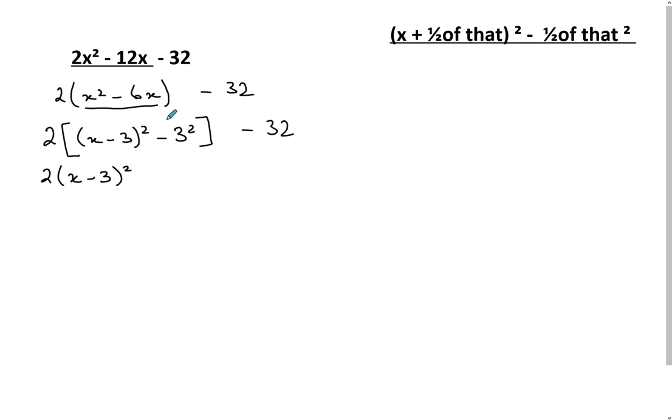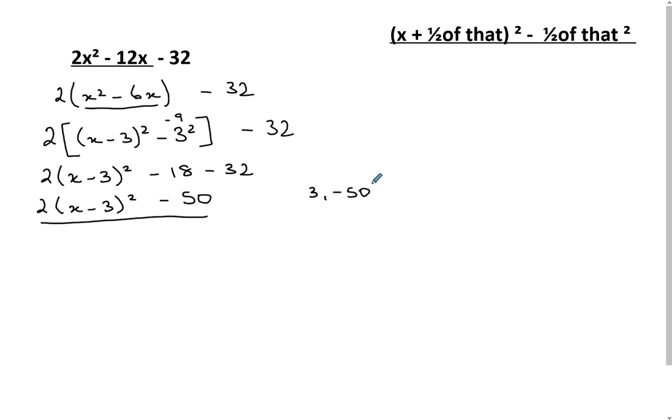And minus 3 squared is minus 9, so minus 9 times 2 is minus 18, and then minus 32. So you've got 2x minus 3 squared minus 50. So that is your completed the square expression, and your minimum point is the value of x that makes that 0, so it's 3, and you've got minus 50.